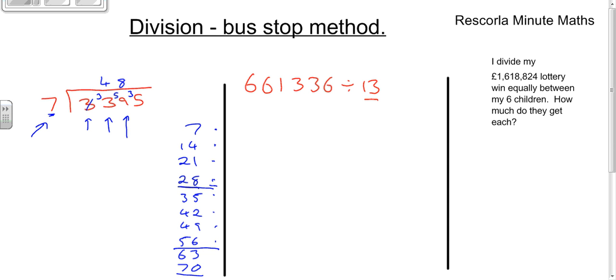So how many times does 7 go into 35? So 1, 2, 3, 4, 5. It goes in there 5 times. So the answer to this one is 485.